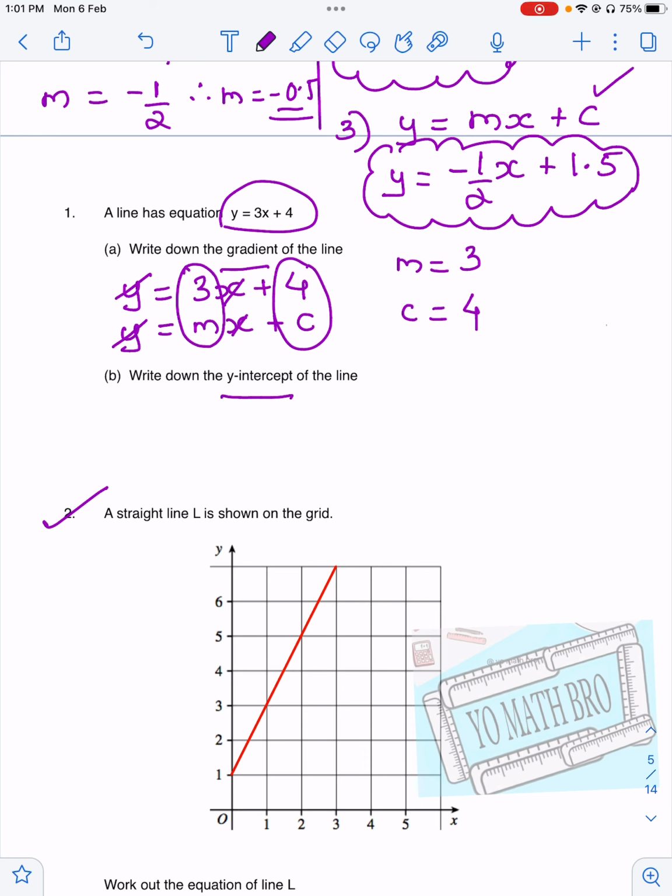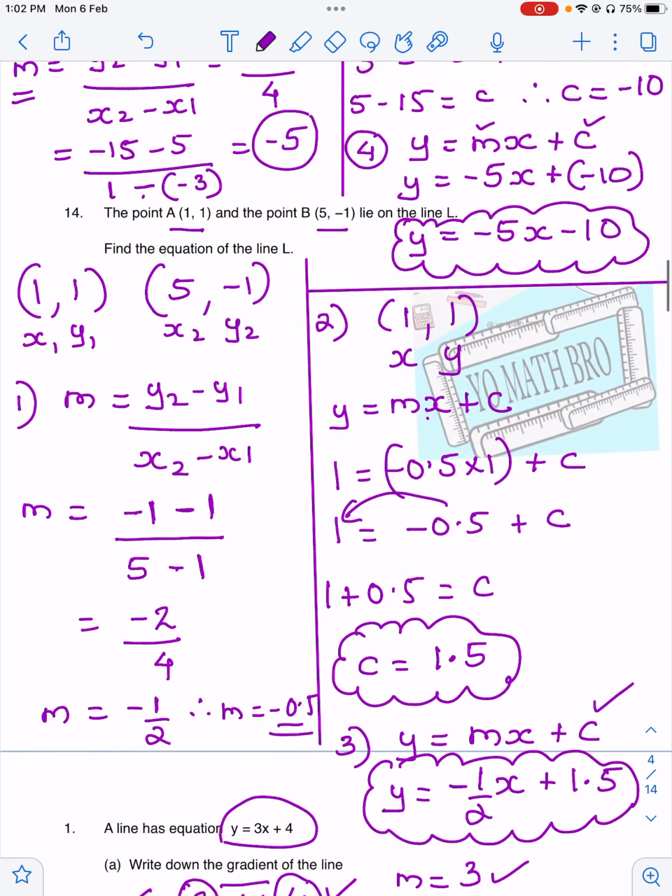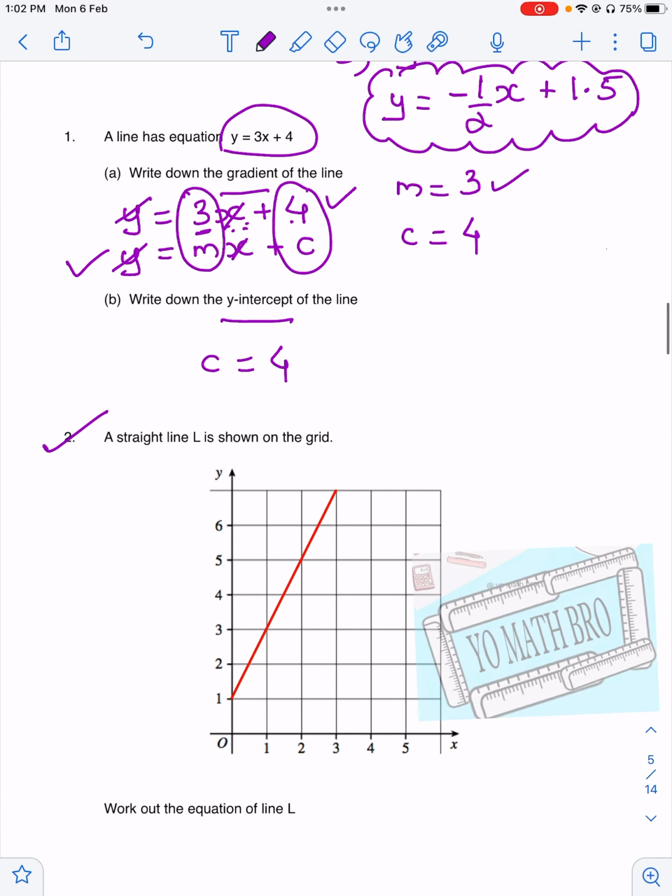So remember, my dear students, when they have given you the equation, just compare it with the general formula. Whatever is in the place before x becomes your m, and whatever is after x along with the sign becomes your c. So here they just asked m, so m is 3 and I will write here c is 4. This is how, when the coordinates are given, you find the equation of the line, and when the equation is given, you find the gradient and the y-intercept.